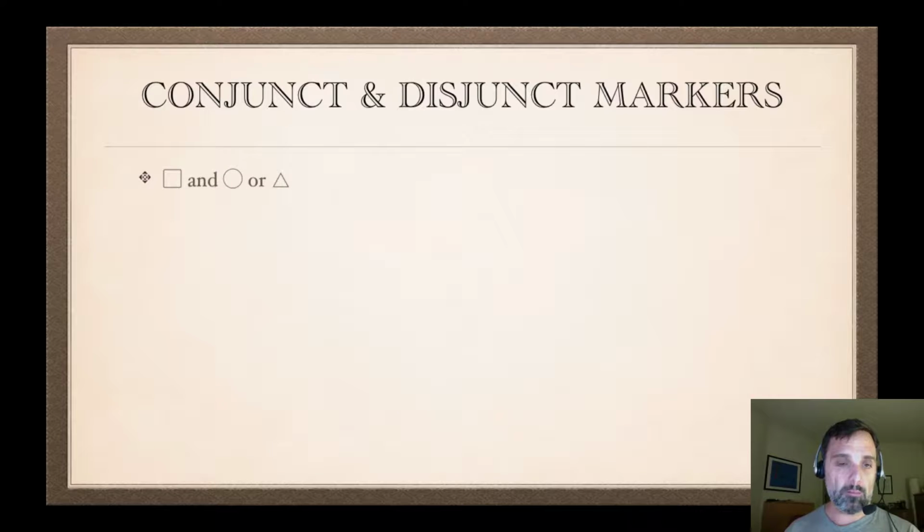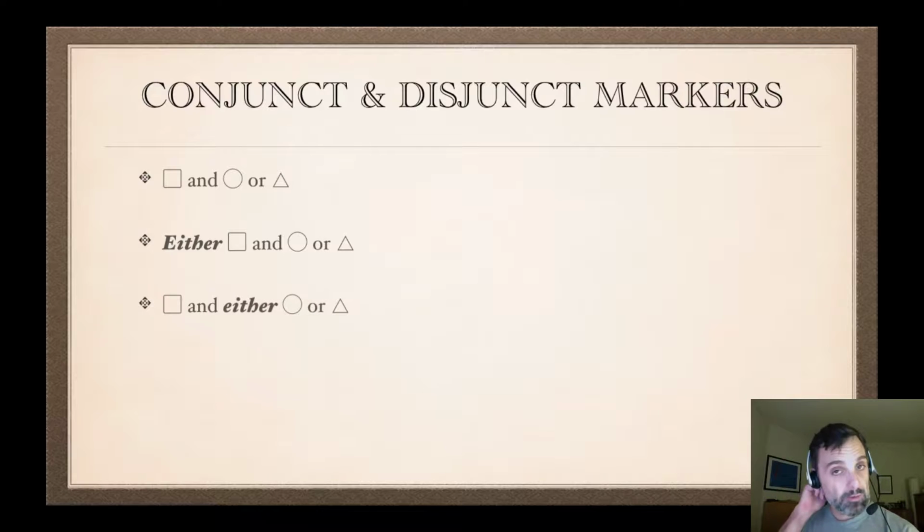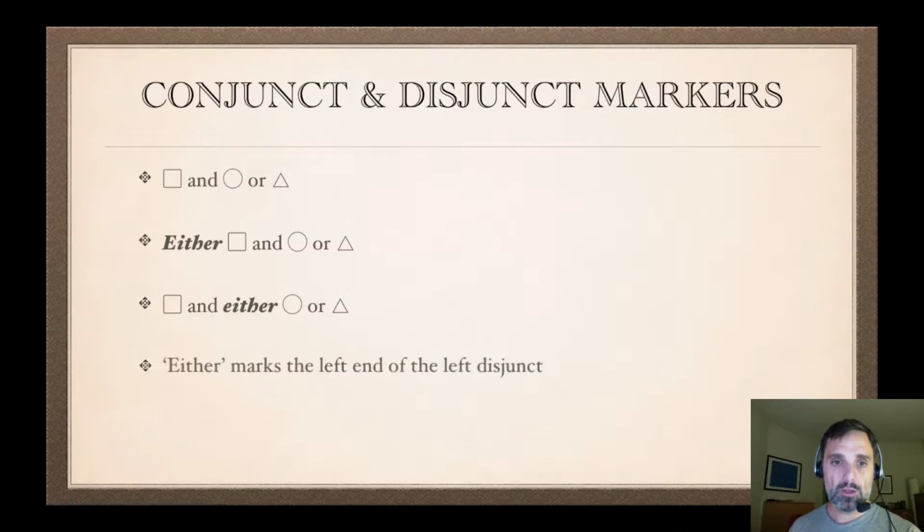If we look at box or square and circle or triangle, we again have an ambiguity, but the word either can be used to resolve this ambiguity. If we have either at the very beginning, then we know the left disjunct is square and circle. If the either occurs right before the circle, then we know that the left disjunct is just circle, and that's going to make the and the main connective. So what we can say is that either marks the left end of the left disjunct.